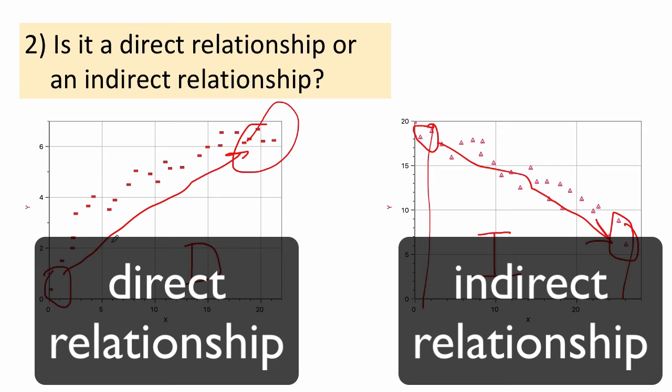Another way of thinking about this is that the overall slope of this pattern is positive, and the overall slope of this pattern is negative. And again, sure, the points go up and down and up and down, but the overall trend is down, and here the overall trend is up.